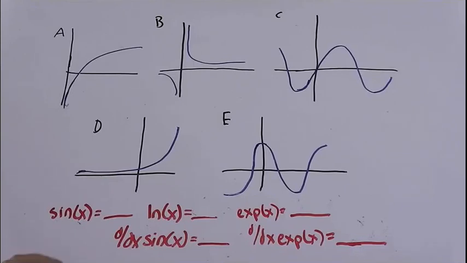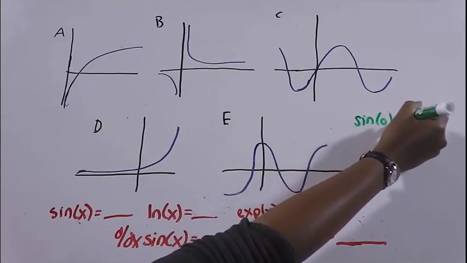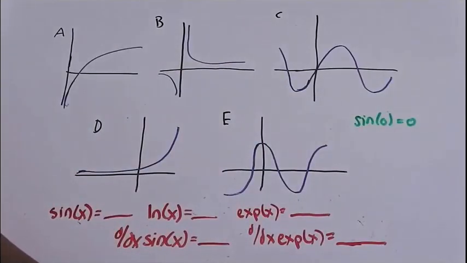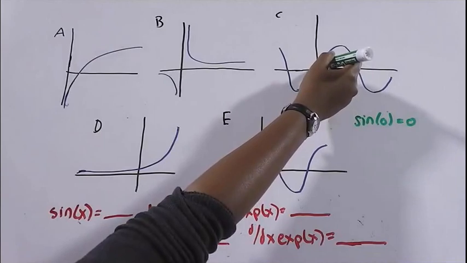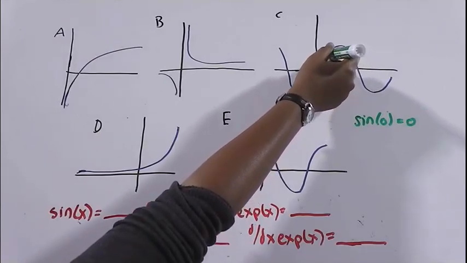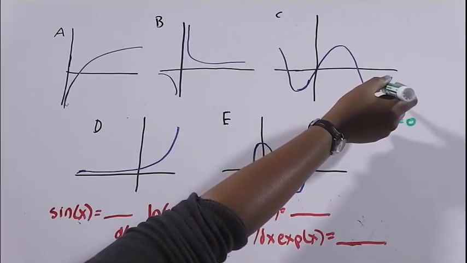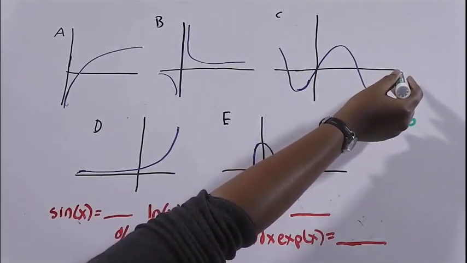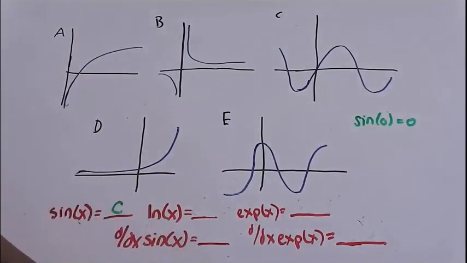A basic thing that we know about sine of x is that sine of 0 is equal to 0. We also know that the graph of sine of x oscillates between 1 and negative 1. So the graph that most shapes what we already know about sine is C. We can say that it starts at 0, it rises to 1, falls to negative 1, and will make its way back to 0. So it's safe to say that the graph of sine of x is C.